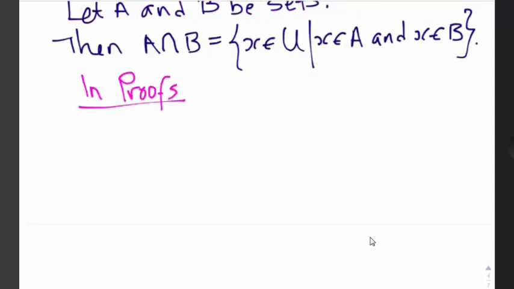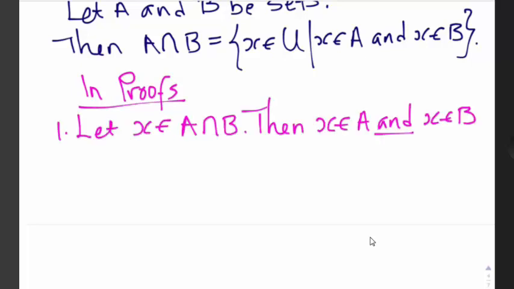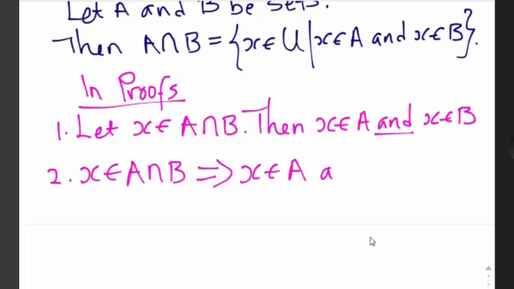In proofs, how do we use the concept of intersection? Let X be an element of A intersection B. Then X is in A and X is in B. Or simply, we say that X, an element of A intersection B, implies that X is an element of A and X is an element of B.